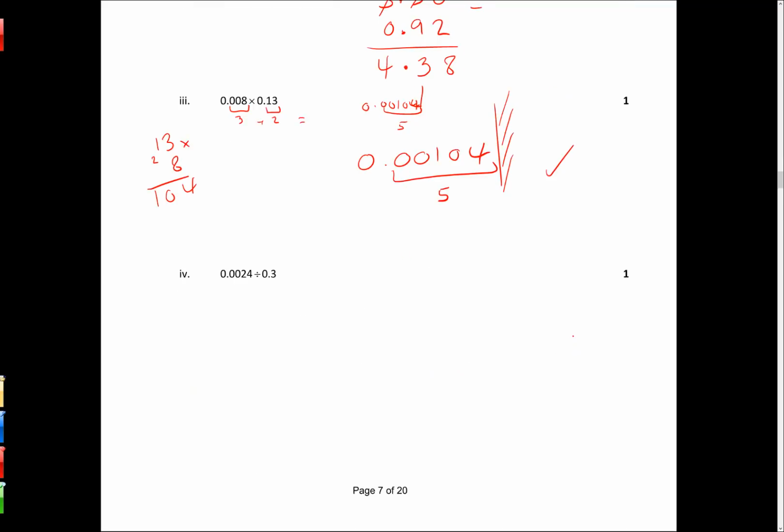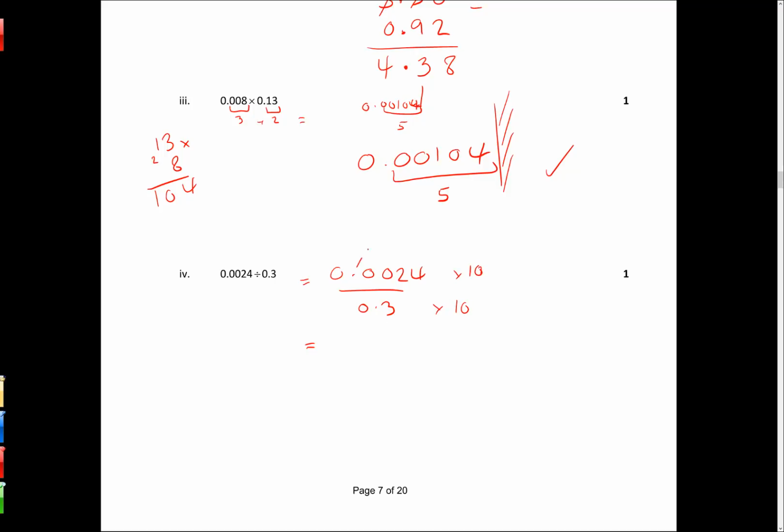Now division unfortunately doesn't work the same. The method we did for division of decimals was write it as if it's a fraction: 0.0024 over 0.3. And then we said, I don't care if the numerator is a decimal, but I don't want the denominator to be a decimal. I want it to be a whole number. So all I want to do to correct that is times top and bottom by 10.